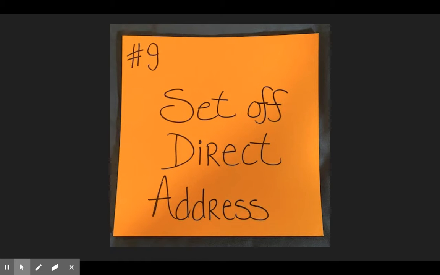Number 9, set off direct address. Now, again, this requires you to know what direct address is. And I felt like most people did know this one last year. Direct address is when you are directly speaking to the subject of your sentence. So if I were to say, Elizabeth, I need you to look at chapter 35, that would start with a comma. Elizabeth, comma, I need you to look at chapter 35, because I am directly addressing the subject of my sentence.